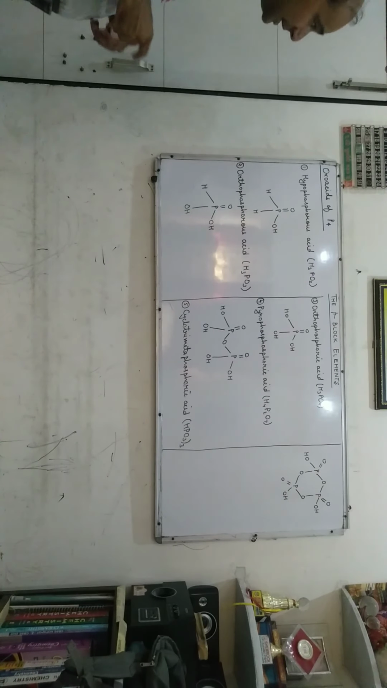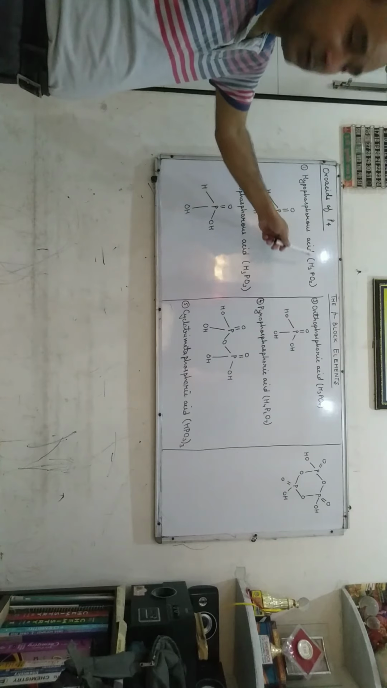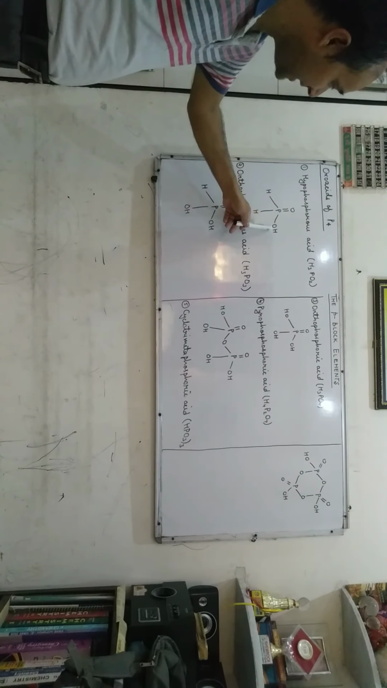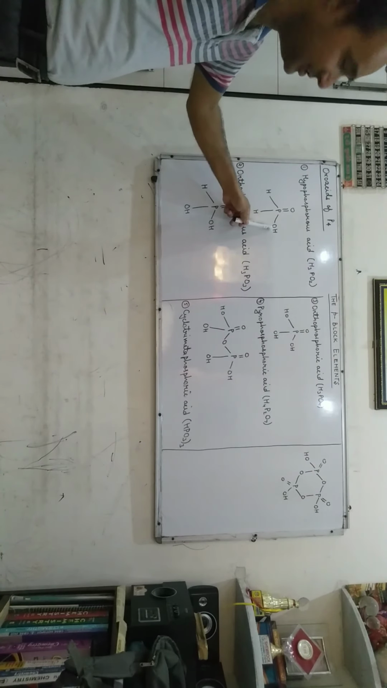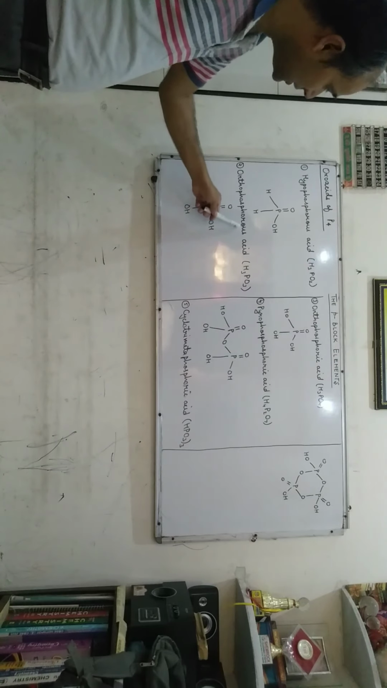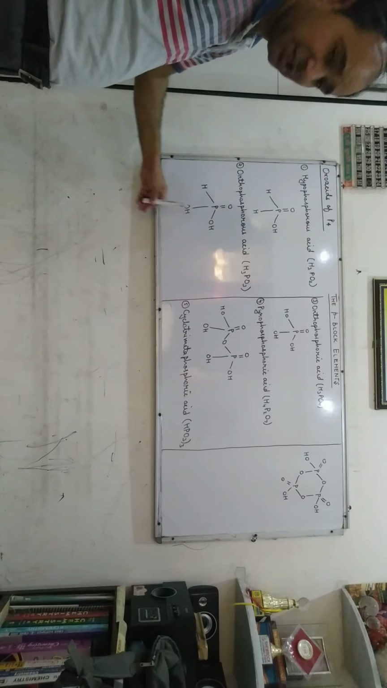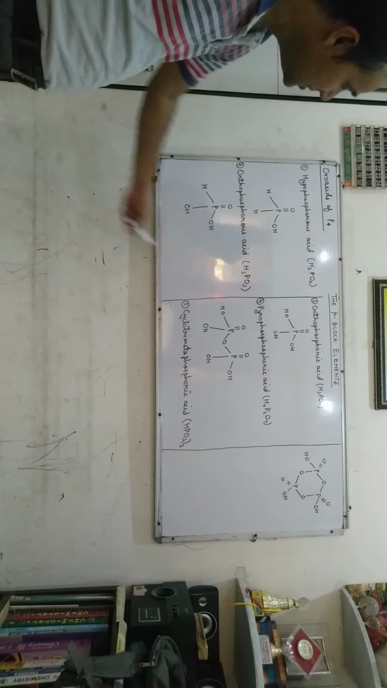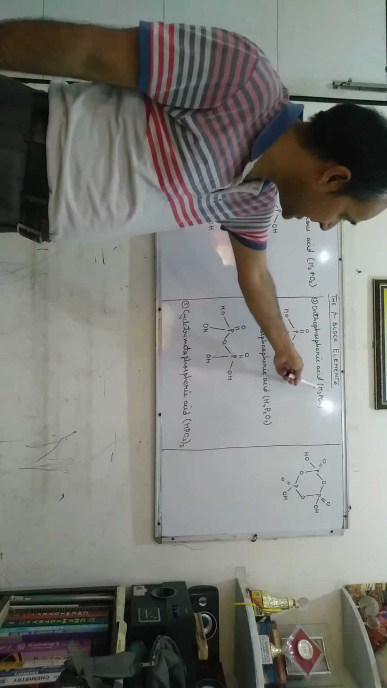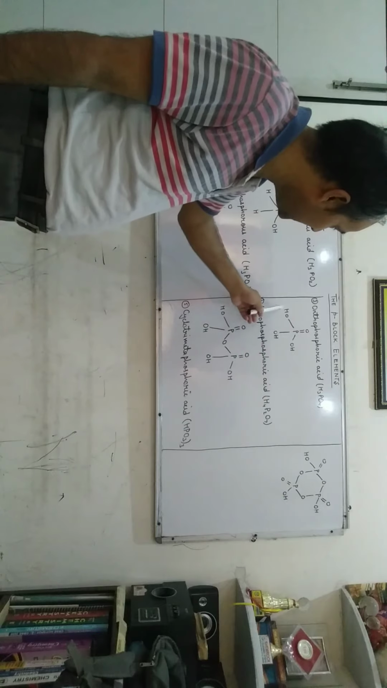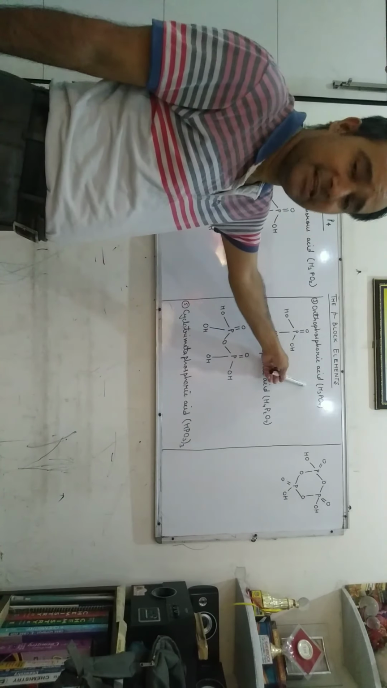I discuss once again. Hypophosphorus acid, formula H3PO2. It has one ionizable H+ ion, so its basicity is 1. Second one is orthophosphorus acid, formula H3PO3. It has two ionizable H+ ions, so its basicity is 2. Third one is orthophosphoric acid, H3PO4. It has three ionizable H+ ions, so its basicity is 3.